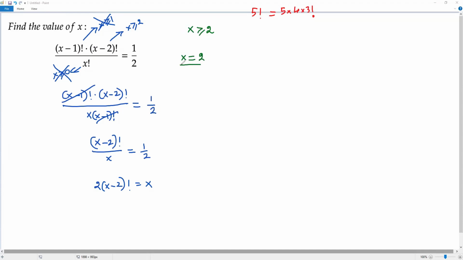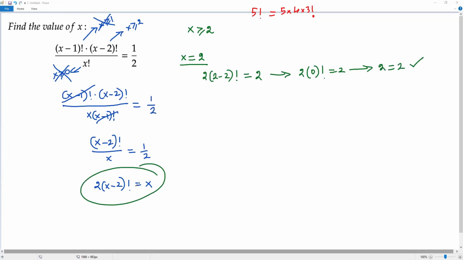When I take x equals 2, let's check whether this equation is satisfied or not. Let me plug in 2 for x in this equation. Then I'm getting 2 times (2 minus 2) factorial equals 2. Okay, let's do some simplification. 2 minus 2 is 0. That is, we have 0 factorial times 2 equals 2. We know that the value of 0 factorial is 1. 1 times 2 is 2. Then we get 2 equals 2. So when x equals 2, the equation over here is satisfied. So this x equals 2 can be one of the solutions for the given equation.